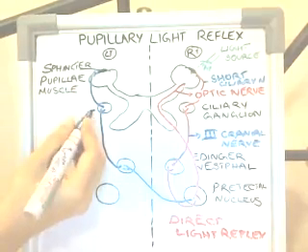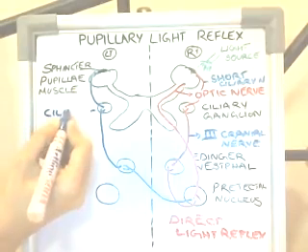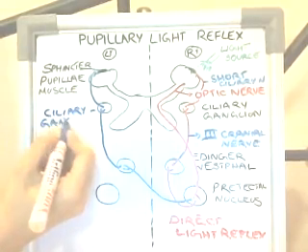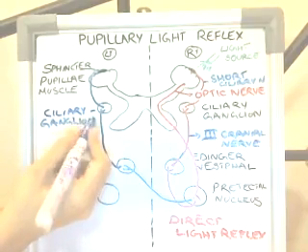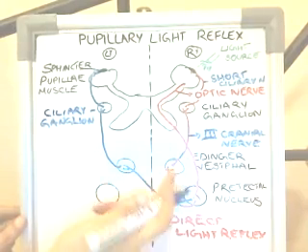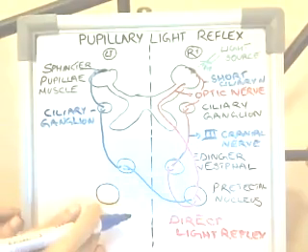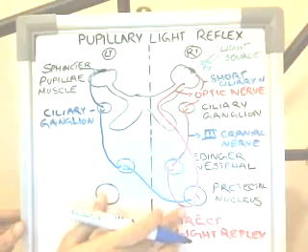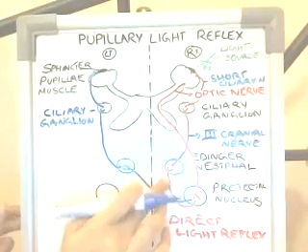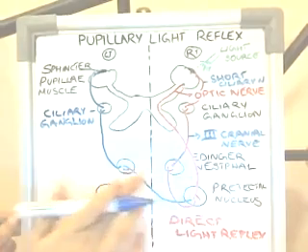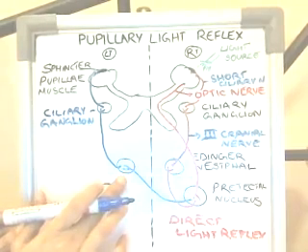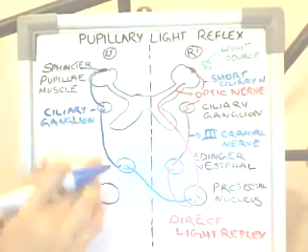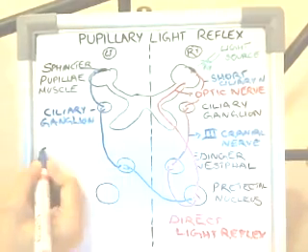So this is the ciliary ganglion, and this is the Edinger-Westphal nucleus, same as this. This is the pretectal nucleus of the left side. So the pretectal nucleus of the right side not only projects to the Edinger-Westphal nucleus of the same side, it also projects to the Edinger-Westphal nucleus of the opposite side. From there, the neurons project to the third cranial nerve, or the oculomotor nerve.